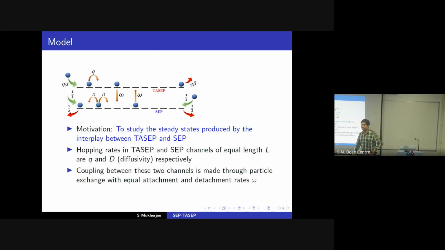Now I come to our model. We actually couple this SSEP with the TASEP through a particle exchange process. Our motivation is to study the steady state produced by the interplay between the TASEP and the SSEP. You can see the model. The hopping rate in the TASEP channel is Q, and the hopping rate in the SSEP channel is D, and the particle exchange rate between these two channels is omega.